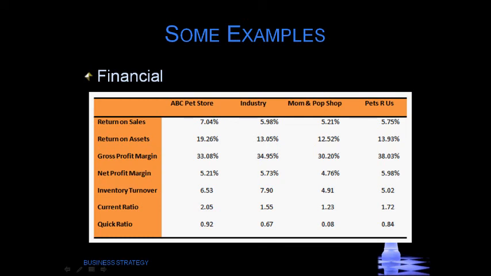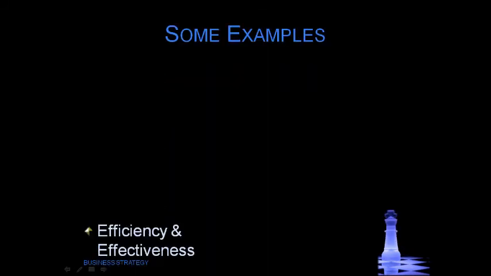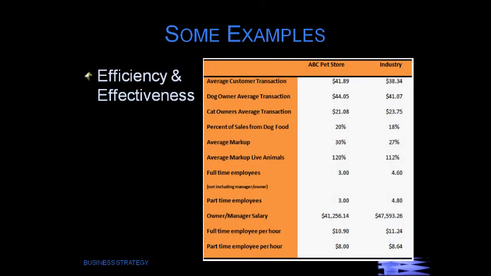Okay, so you can see how we benchmark financial. We can also do efficiency and effectiveness, like how much is our average customer transaction? What is our average markup? How many full-time employees do we have compared to the industry? Okay, so these give us some efficiency and effectiveness examples.